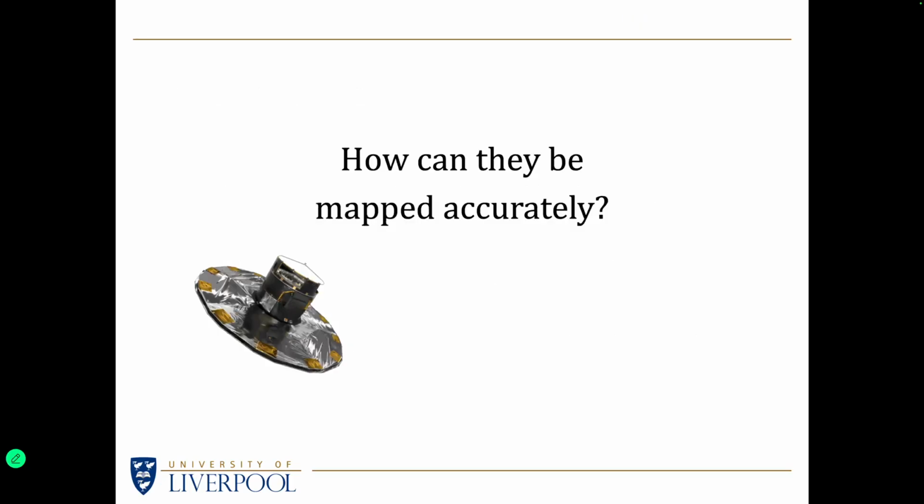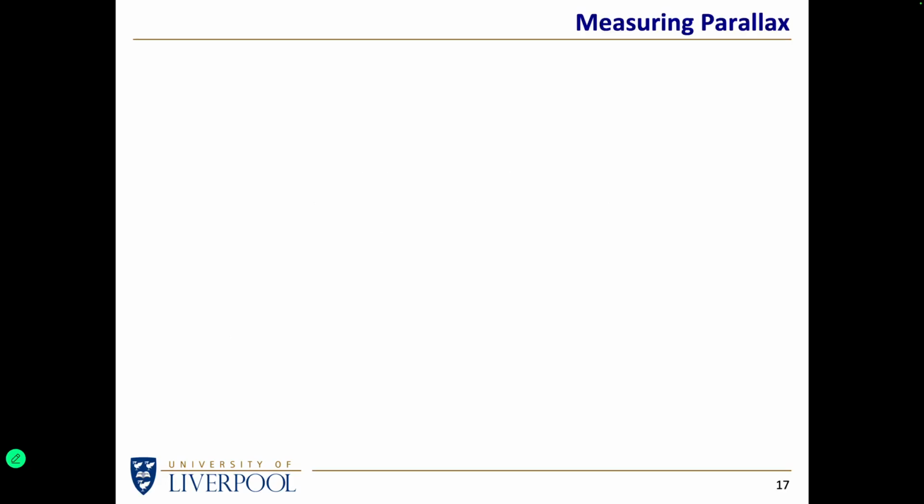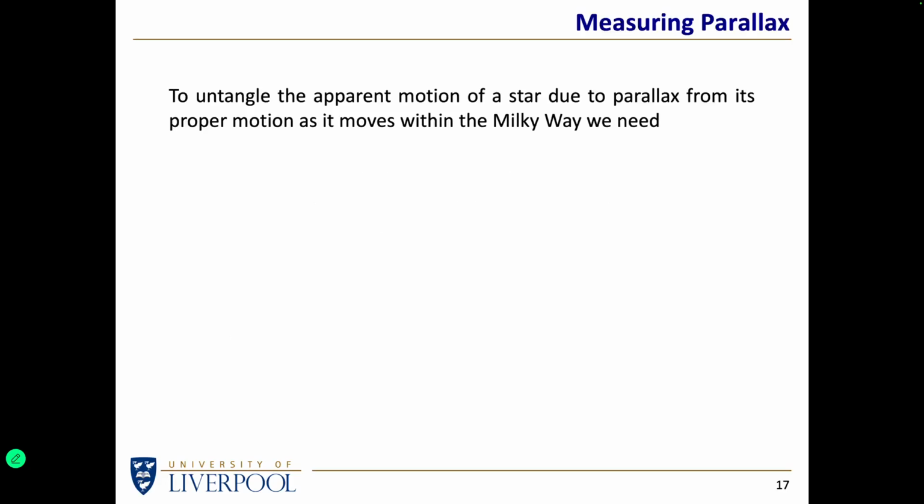So how do we map accurately? If we want to untangle the apparent motion because the Earth is going around the Sun, producing the parallax that I've just described, as well as the fact that the stars have proper motion as they move in the Milky Way, we need high precision measurements and we need a fixed coordinate system.